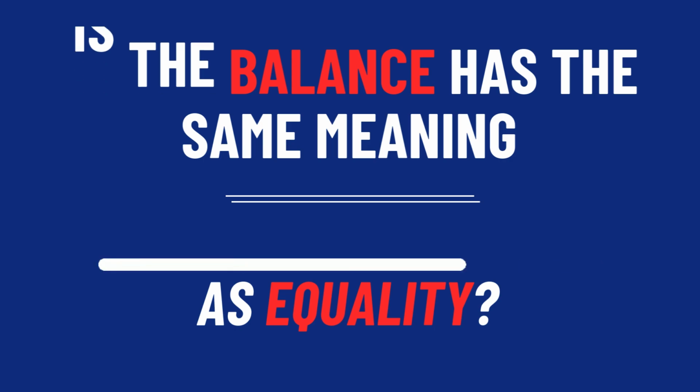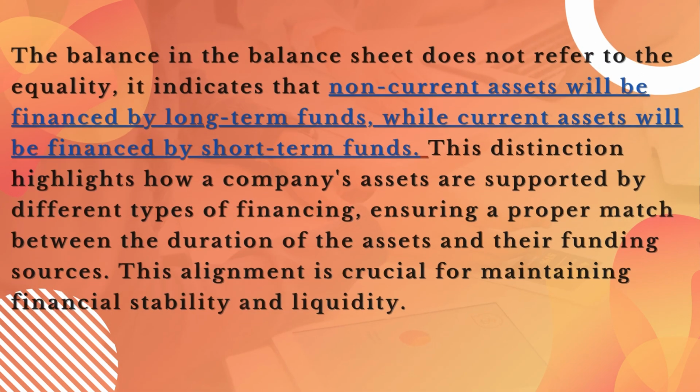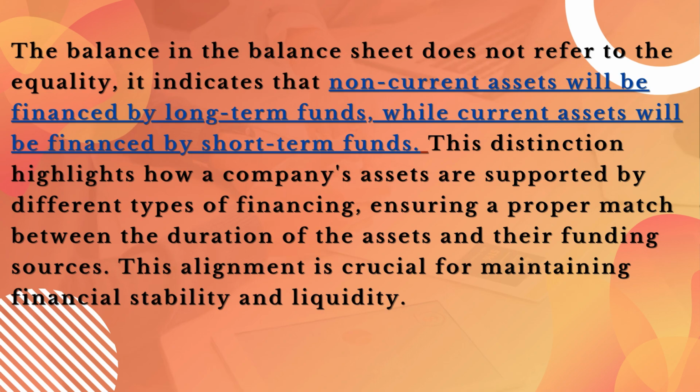The balance in the balance sheet doesn't refer to the equality. It indicates that non-current assets, meaning the fixed assets, will be financed by long-term funds, while current assets will be financed by short-term funds. This distinction highlights how companies' assets are supported by different types of financing, ensuring a proper match between the duration of the assets and their funding sources. This alignment is crucial for maintaining financial stability and liquidity.